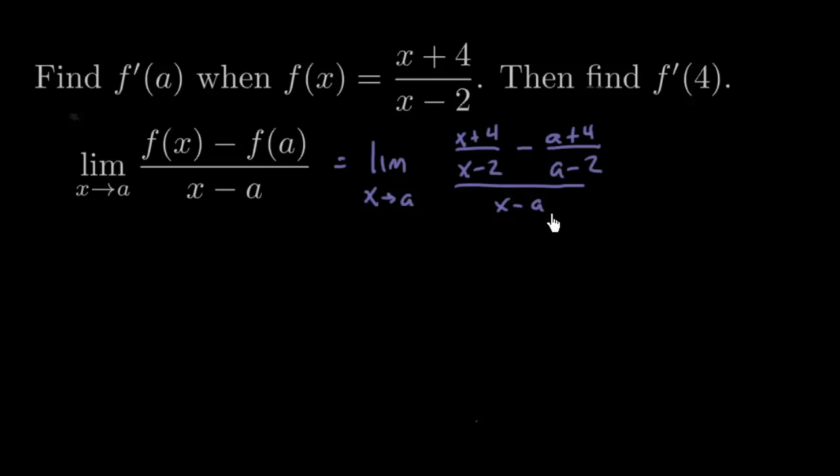Now, you've probably seen a problem similar to this back when we did limits. It's a complex fraction, meaning we have fractions on top of a bigger fraction. So we have these two fractions right here. I want to get rid of these two denominators. So what we're going to do is multiply top and bottom by their common denominator. We're going to multiply top and bottom by x minus 2 and then a minus 2.